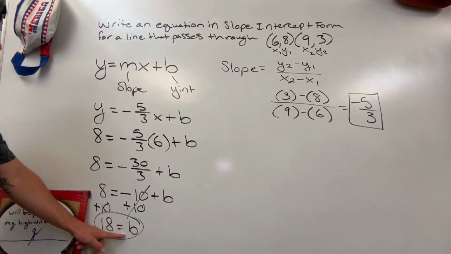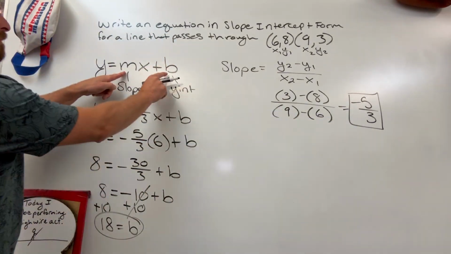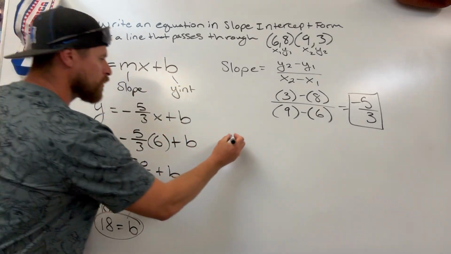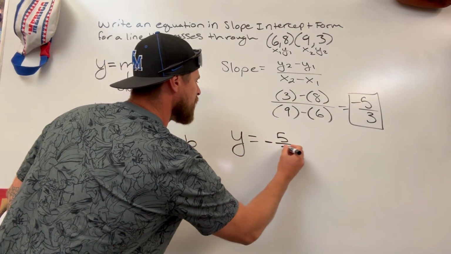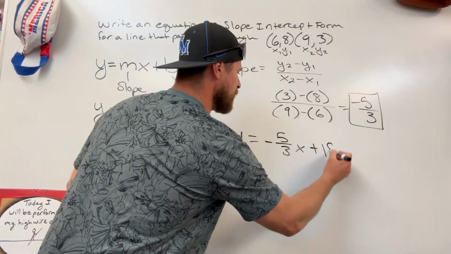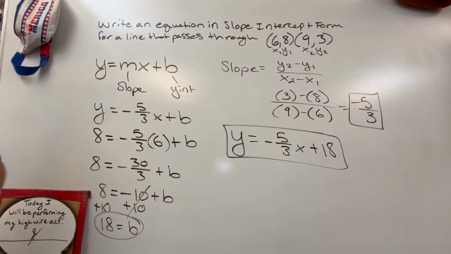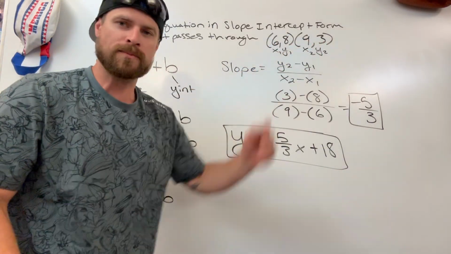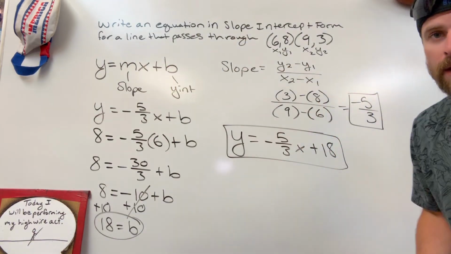So now we know what b is, and we had already found what m was. So we have the m and the b, which are the 2 missing parts to our equation. So we're going to finish by saying y equals -5/3 x, and then attach your b of +18. This is the equation of a line that would go through (6, 8) as well as (9, 3). Hopefully this makes sense. This is a skill you're going to be asked to do a lot in math.